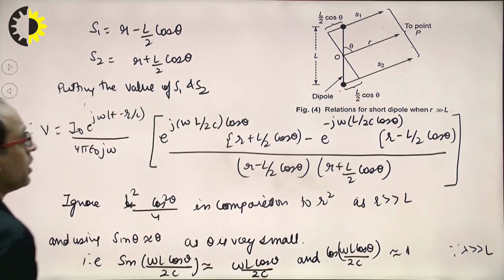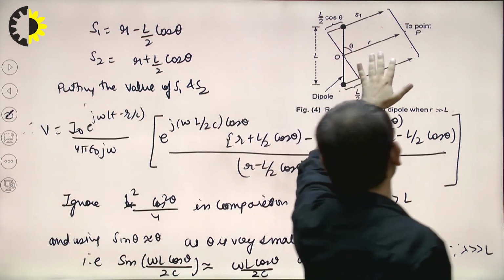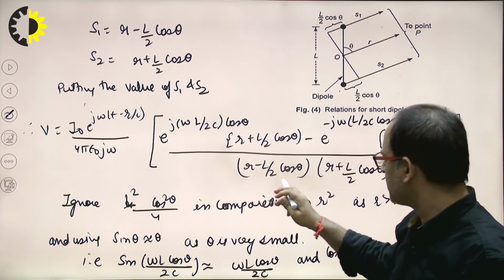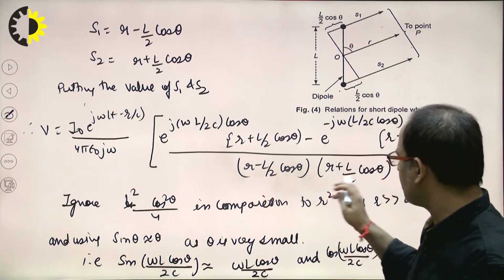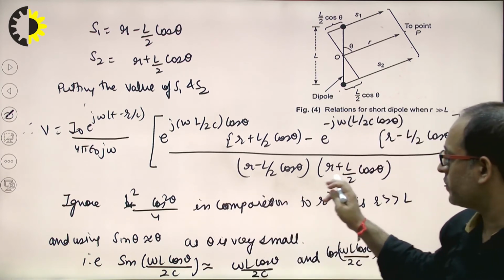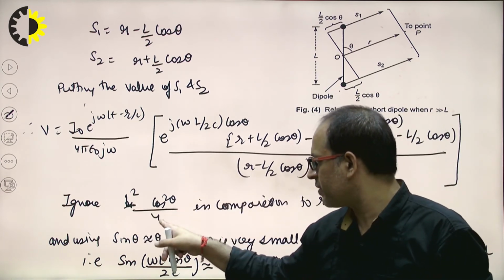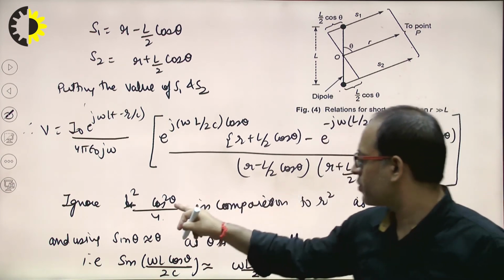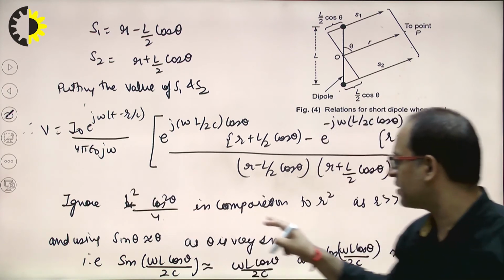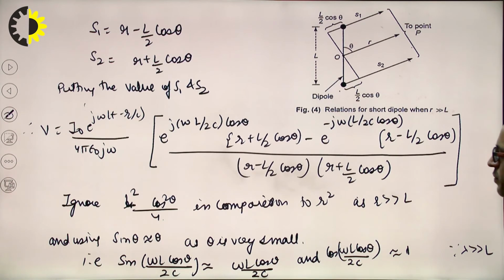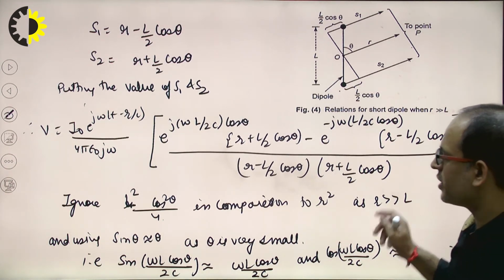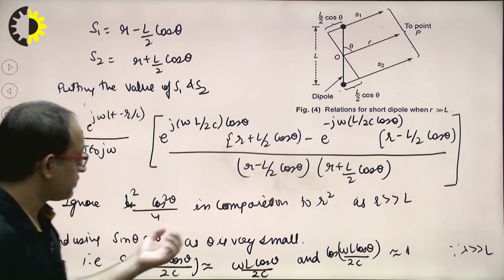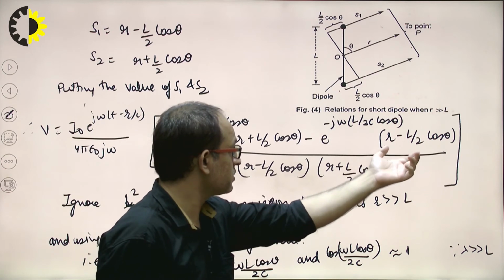Now see, R is very, very large. Using A minus B times A plus B, you will get A square minus B square, that is R square minus L square cos square theta by 4, which is very, very small in comparison to R square, because as we know R is very, very greater than L. Clear?